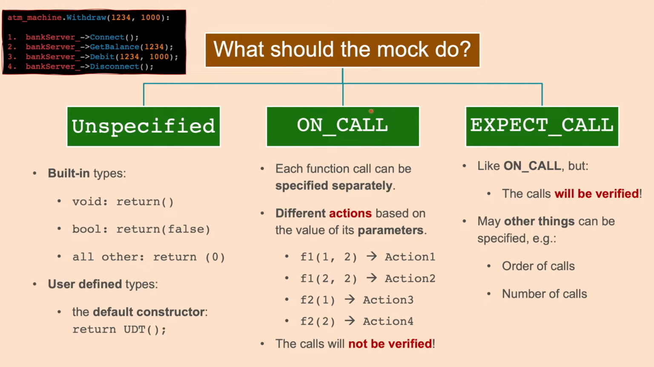EXPECT_CALL does the same thing that ON_CALL does with a little bit more. First of all, when you use EXPECT_CALL, the call that you're specifying will be verified, which means the test expects that call should happen. If it doesn't, that would be an error. This is not the case for ON_CALL. You can specify what a mock function does. However, if you use ON_CALL and that function that you specified is not called in your test, the test will not fail. Besides this, EXPECT_CALL can do many more things. For example, you can specify the order of calls, the number of calls, and so many more things, which we will talk about in detail next.